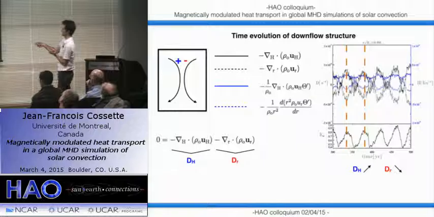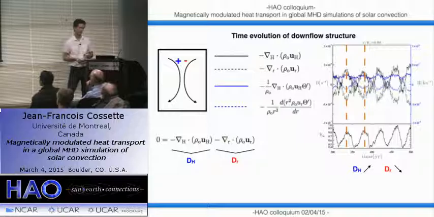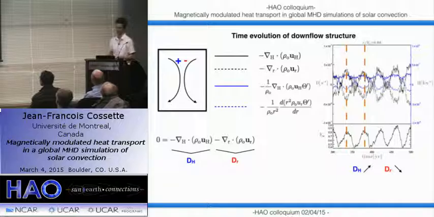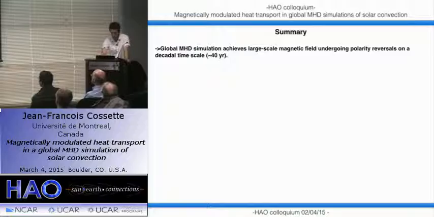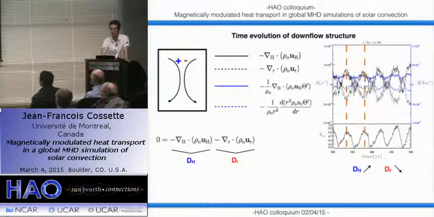However, instead of those two varying in phase, they vary in opposite phase, which I think may be why we don't see significant heating or cooling in the downflows at the top. And that's what the temperature PDF showed us: little net heating in the downflows. OK, so.